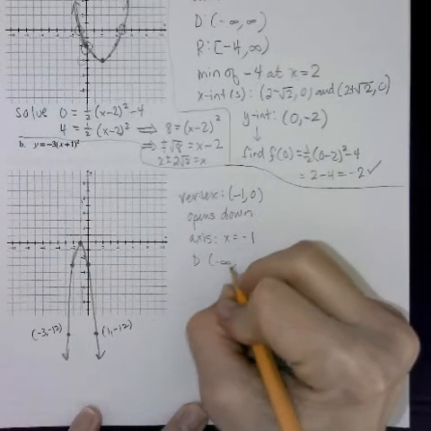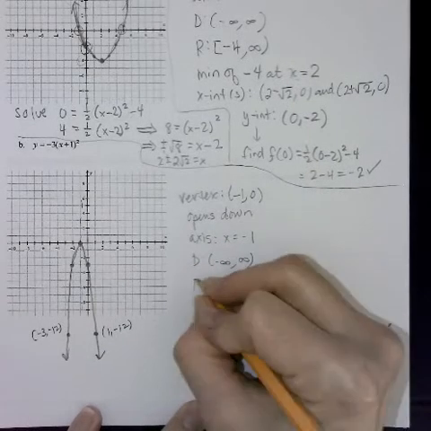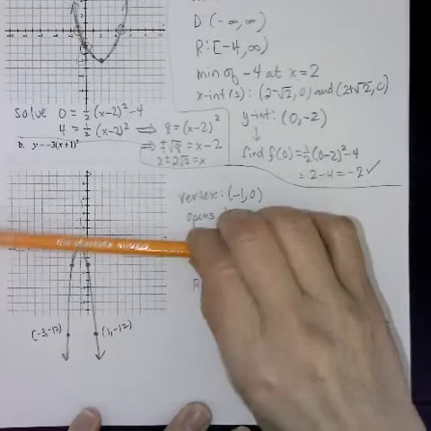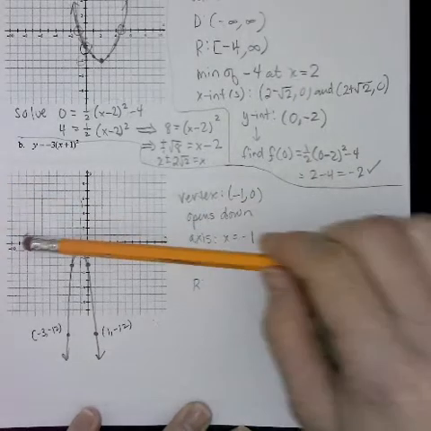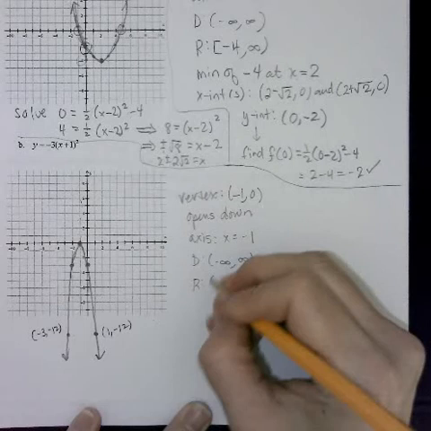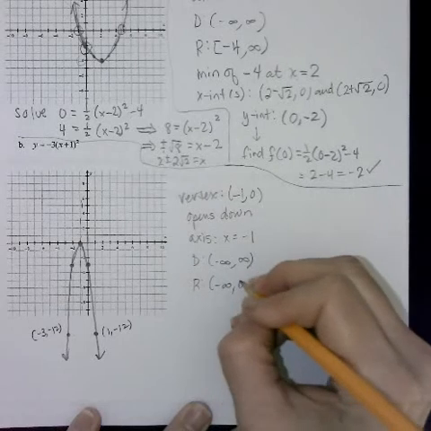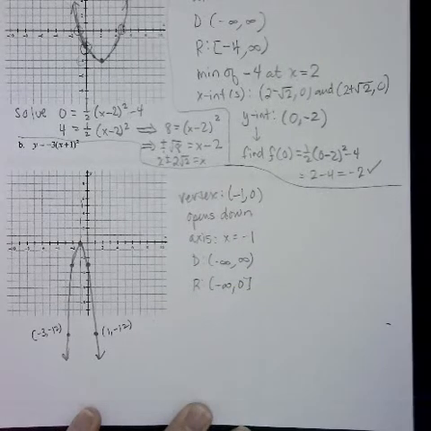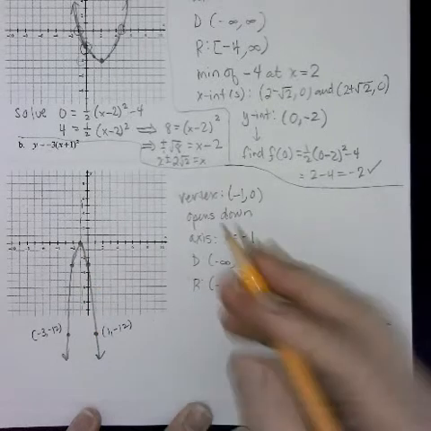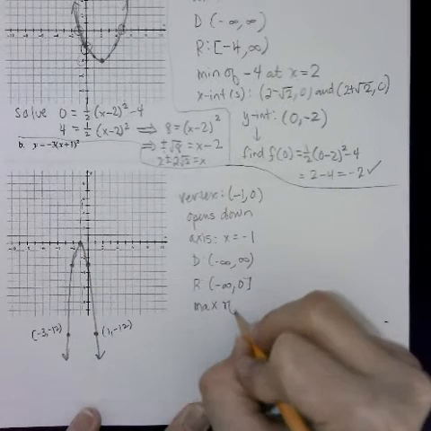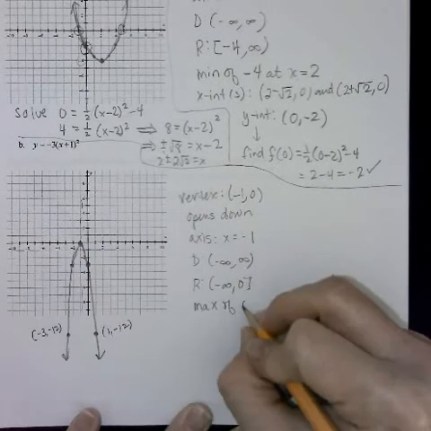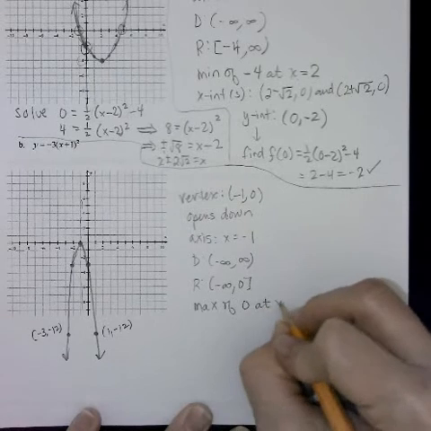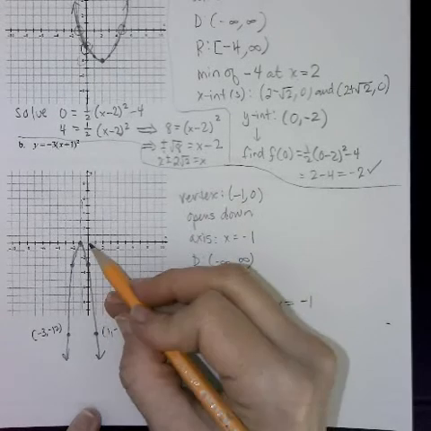And then the range, this one has a max. The max value is 0, right, on the x-axis there. So it's -infinity to 0. And like I said, there's a max, so the maximum output is 0, and that occurs at x equals -1. When we plug in -1, we get out 0.